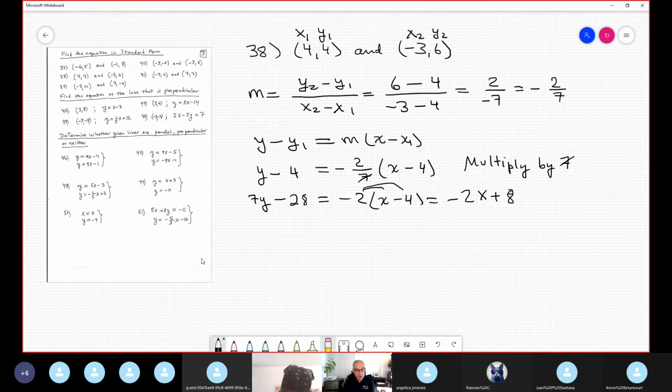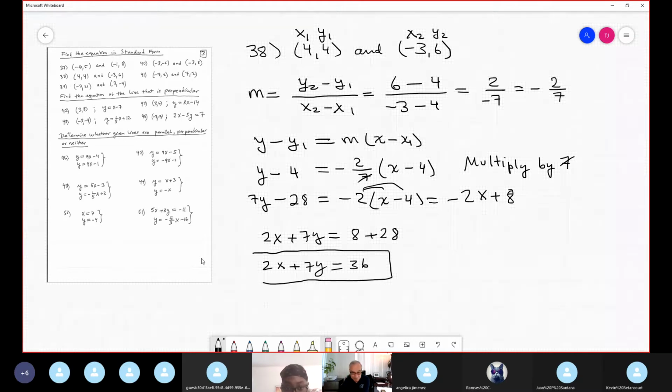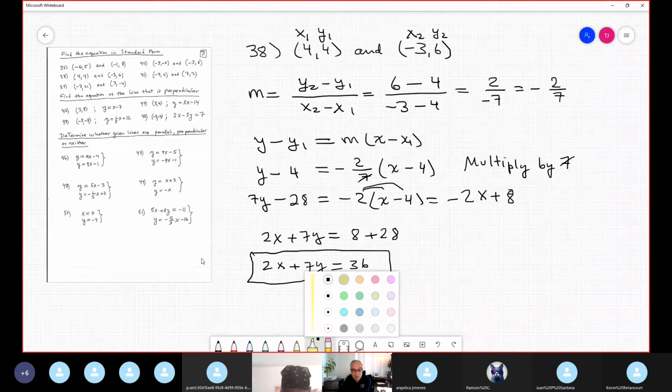Okay, now try to manipulate in order to express in standard. Standard, remember, is the classical idea in which the variables x and y are located on the left-hand side. So 2x plus 7y is equal, a stays in the right-hand side and plus 28 can move to the right. So 36. So 2x plus 7y equal 36. Final answer. In standard form.